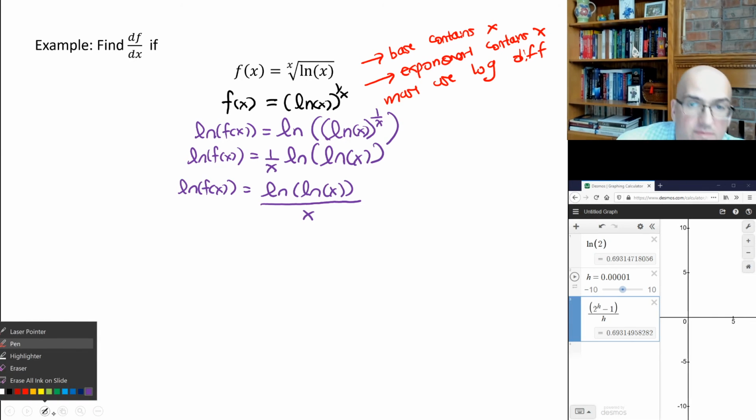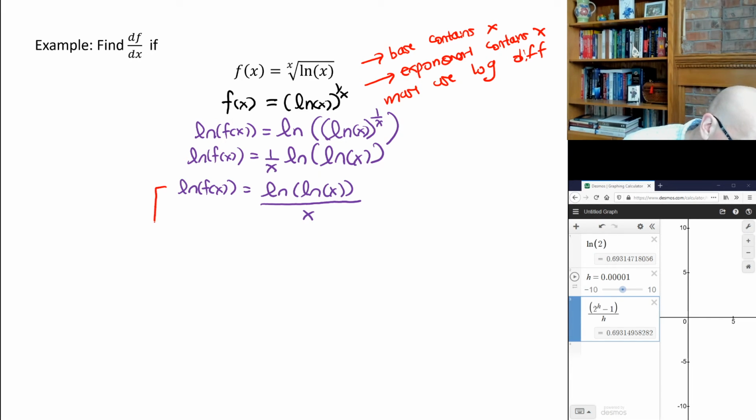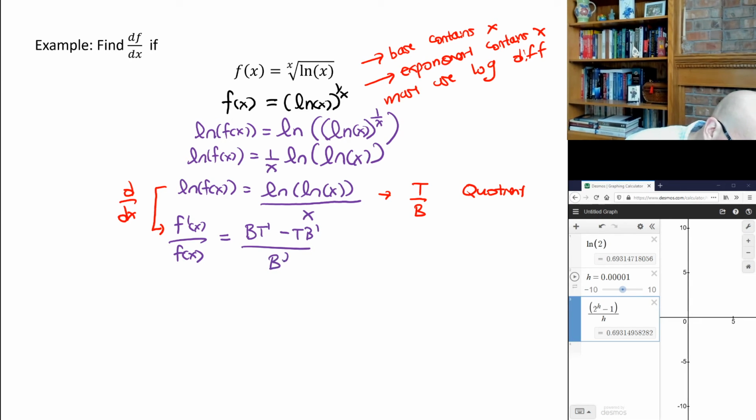Okay, so we did step 1. Take log both sides. We did step 2. Bring the power down. I did a step 2.5 by rearranging that afterwards. Now I'm going to do step 3, which is differentiate both sides. D by dx of both sides. Identifying that we have a top function over bottom function, so we'll need a quotient rule. Left-hand side is f prime of x over f of x. Right-hand side will have bt prime minus tb prime all over b squared.